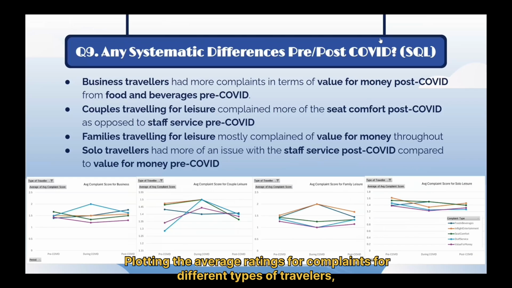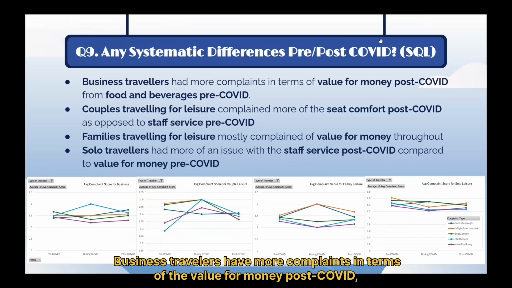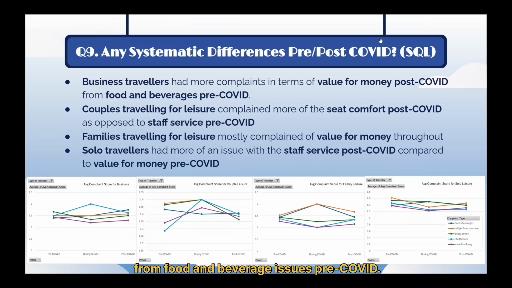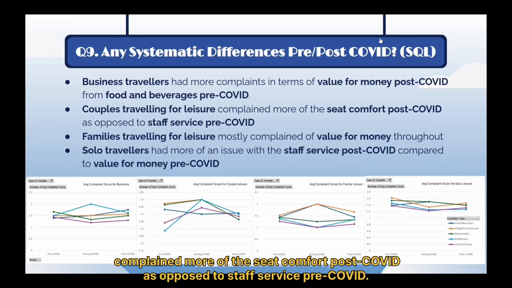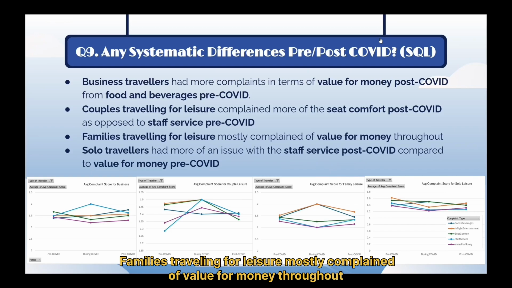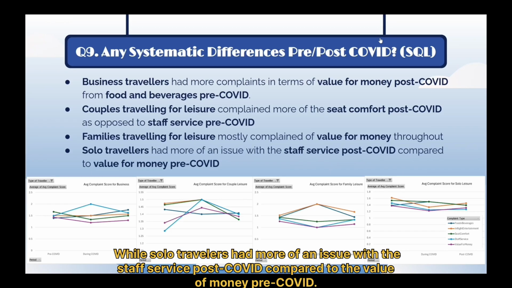Plotting the average ratings for complaints for different types of travelers, business travelers have more complaints in terms of the value of money post-COVID for food and beverages pre-COVID, while couples traveling for leisure complain more of the seat comfort post-COVID as opposed to staff service pre-COVID. Families traveling for leisure mostly complain of the value for money throughout, while solo travelers had more of an issue with the staff service post-COVID compared to the value of money pre-COVID.